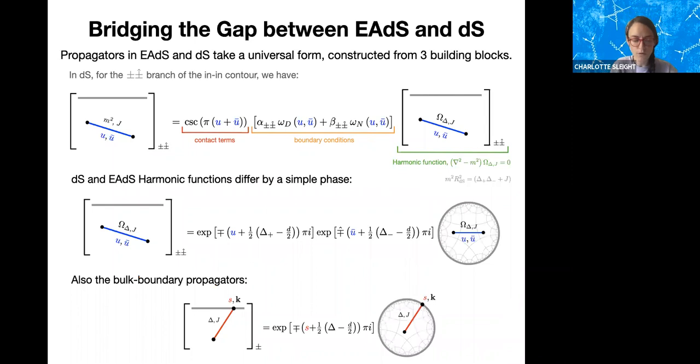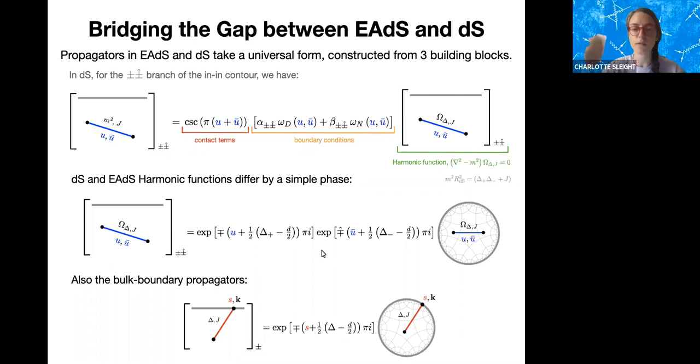So the crucial bridge between propagators in these two spacetimes is that at the level of this Mellin-Barnes representation, a harmonic function in de Sitter is given by its counterpart in Euclidean AdS, multiplied by two very simple phases in u and ū, the internal Mellin variables, where the sign of these phases depends on the branch of the in-in contour that the two points in the bulk are sitting on.